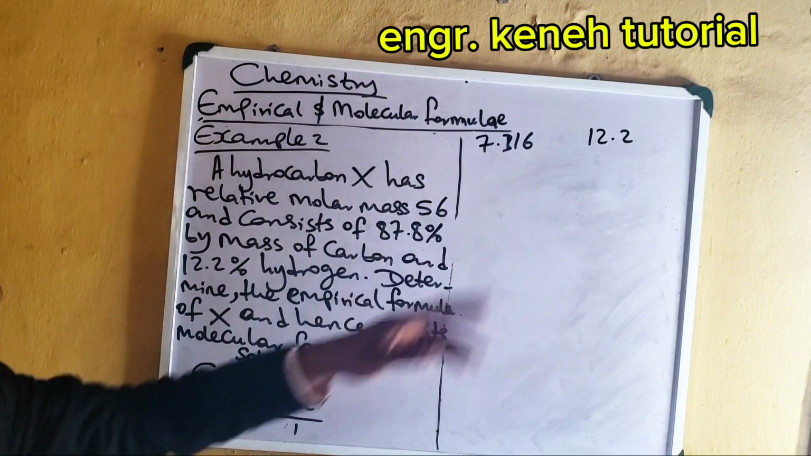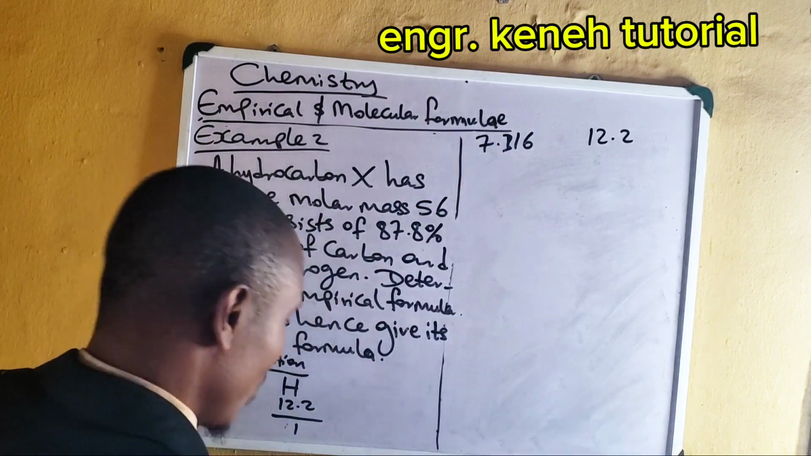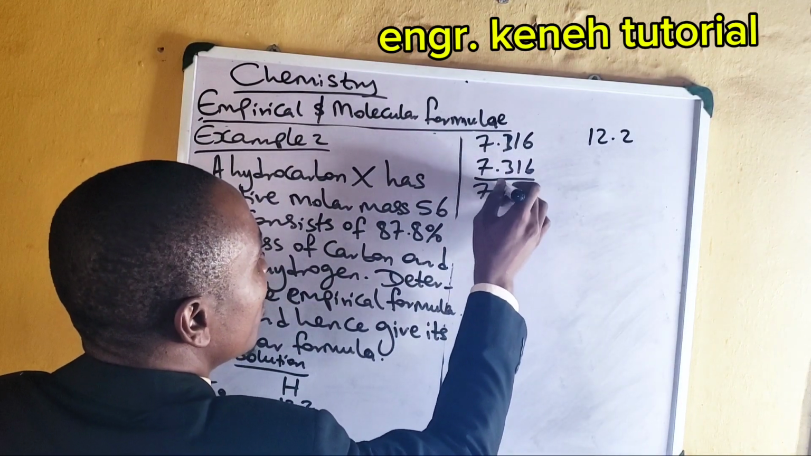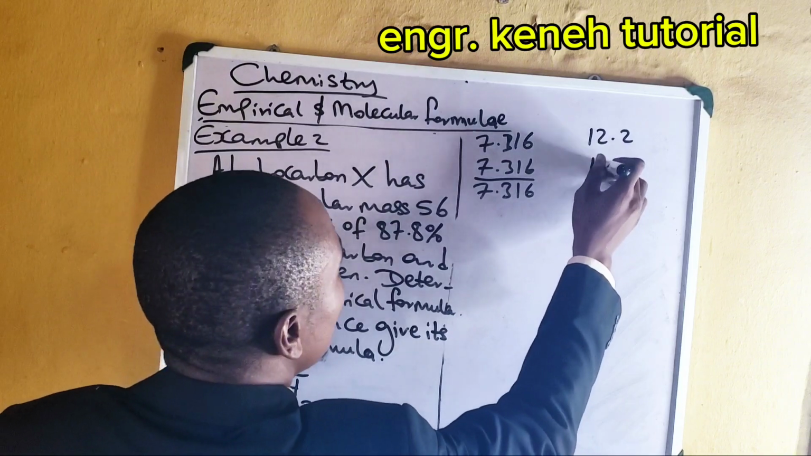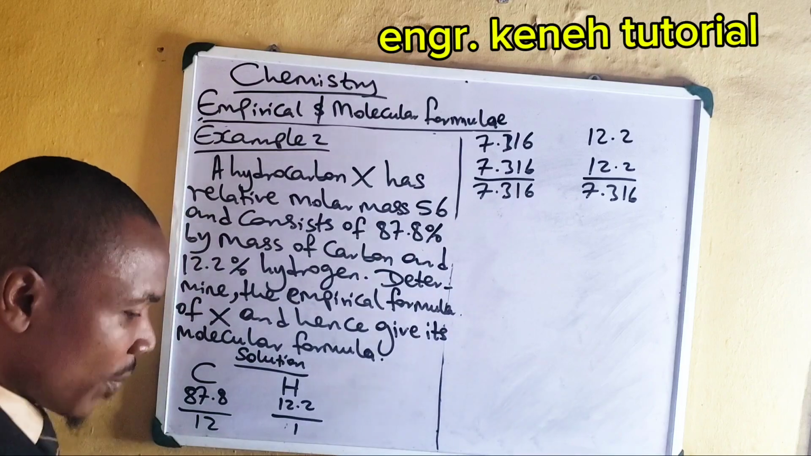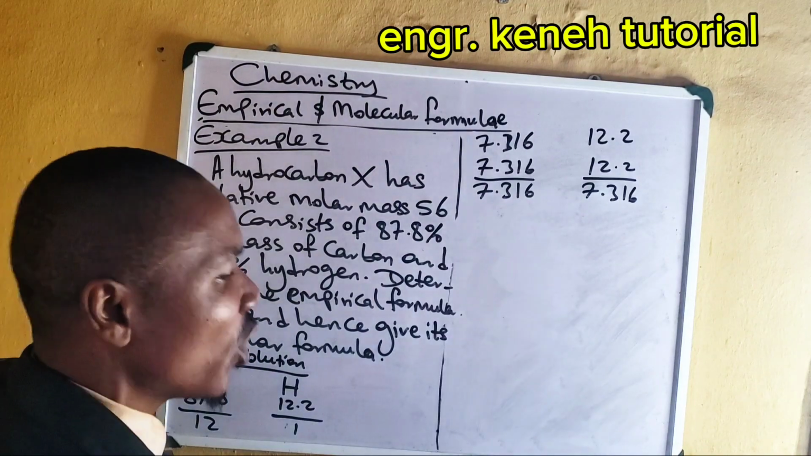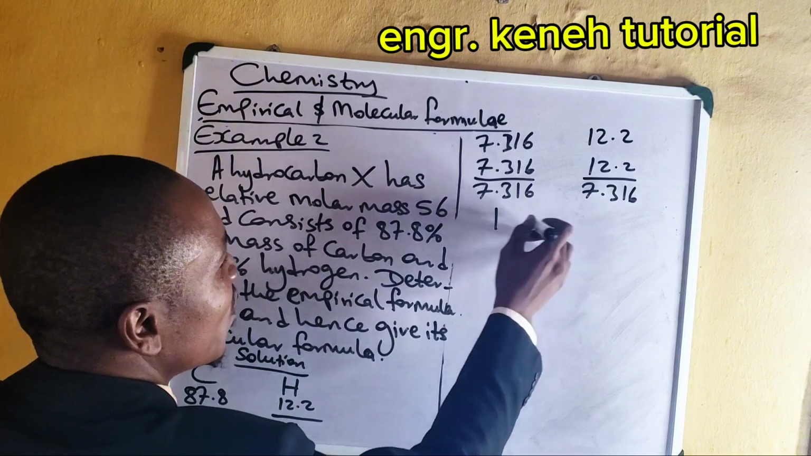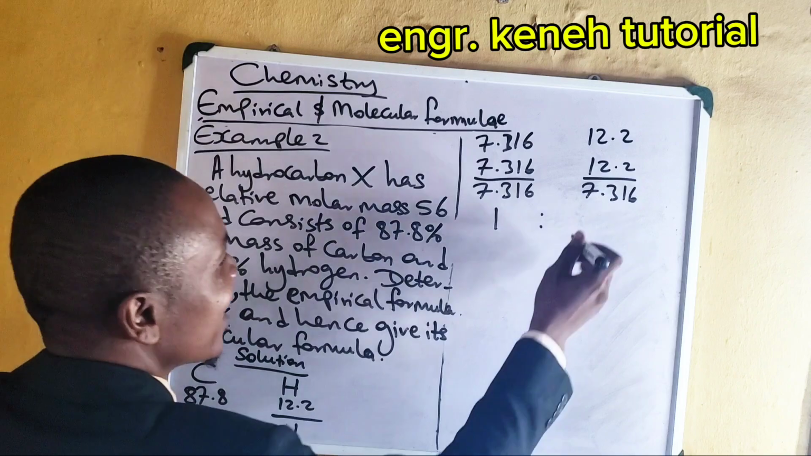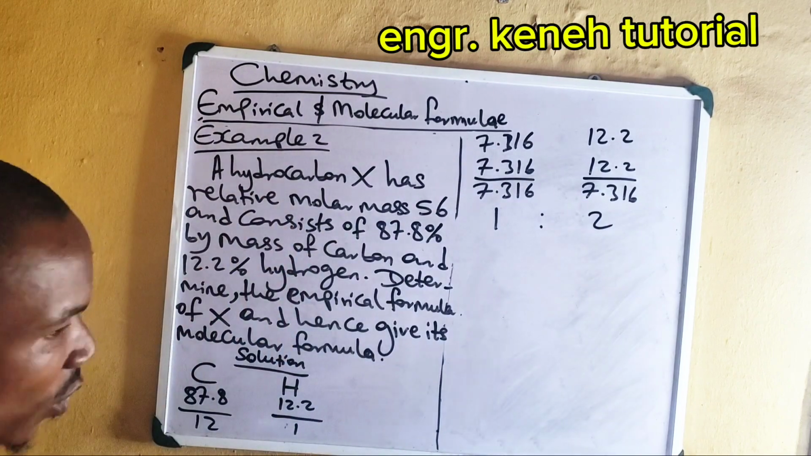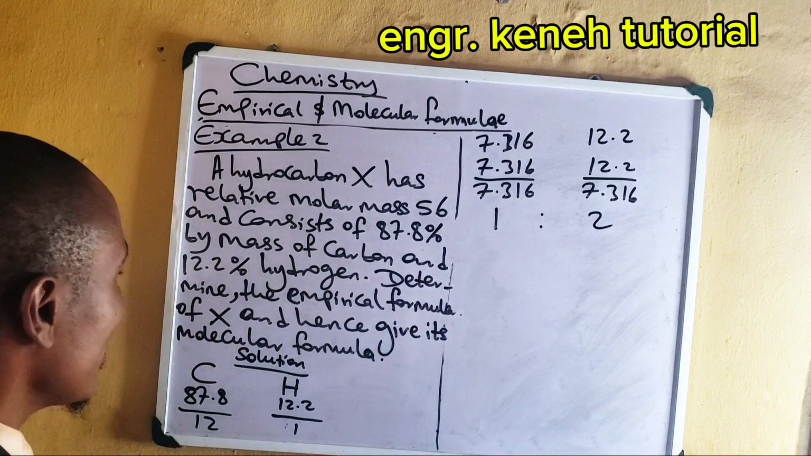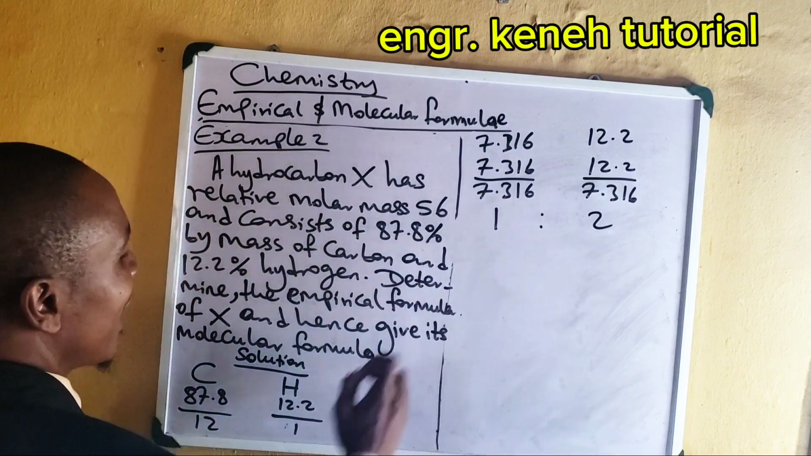All right, when you have something like this, you use the smallest one to divide through. That means that we are going to have 7.316 divided by 7.316. Then this one should be 12.2 divided by 7.316. Remember, at this point, you are approximating to the nearest whole number. So when this divides itself, it gives us 1. And when this divides this one, it's going to give us 1 point something, which when you approximate, you are going to get 2. So the approximate ratio is 1:2. It simply means that carbon is 1 while hydrogen is 2.